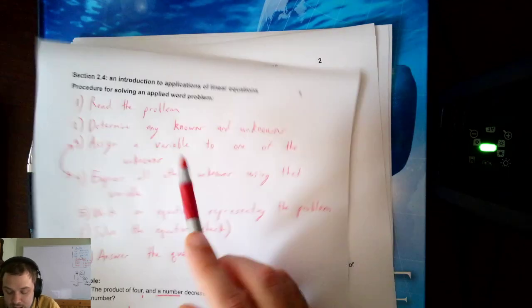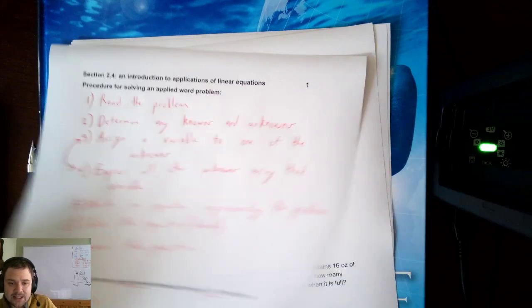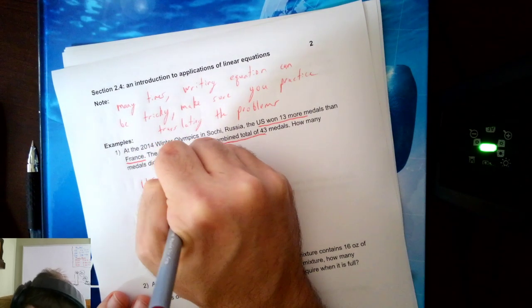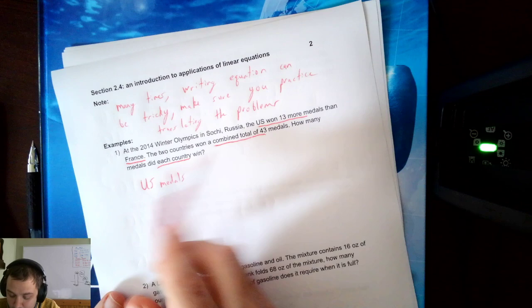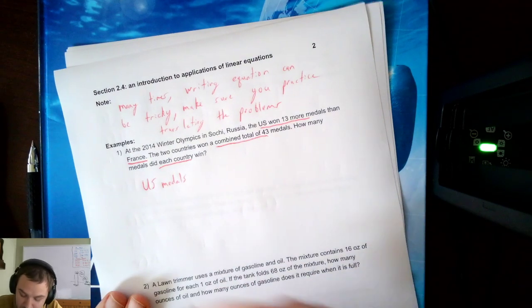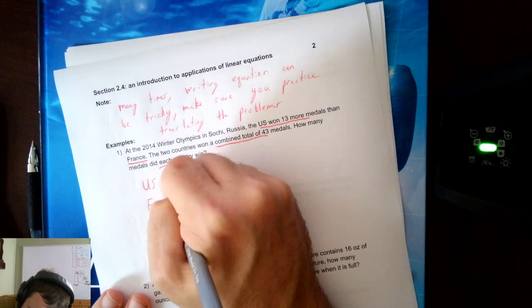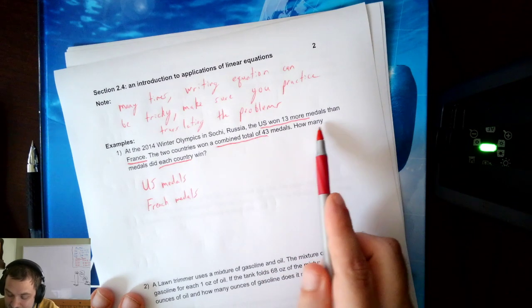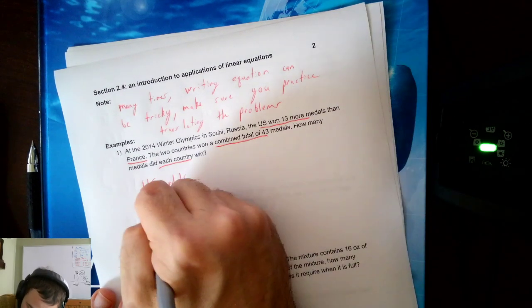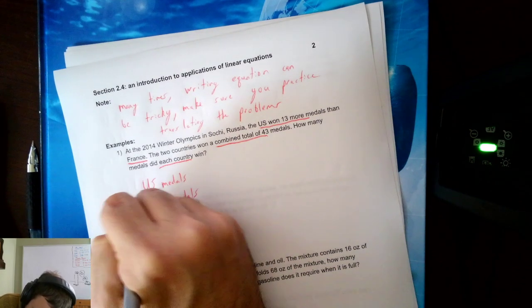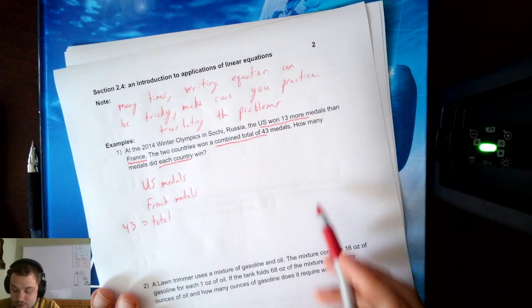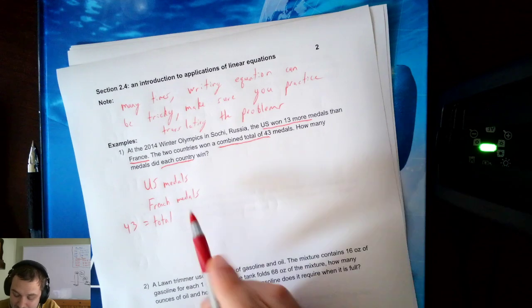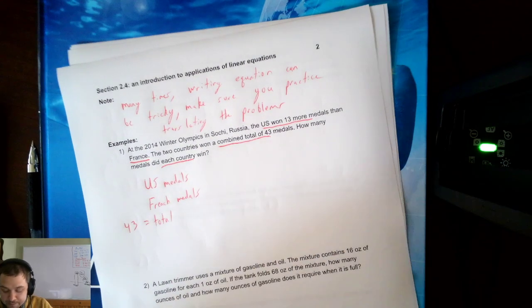We've read the problem. Now we want to determine any knowns and unknowns. I like to start with my unknowns. What don't I know? I don't know the U.S. medals, right? I don't know how many they won. I know they won 13 more than France, but I don't know how many the U.S. won. It doesn't tell me. I also don't know the French medals, right? I don't know how many medals France won either. And that's what I'm looking for, right? The question's asking me, how many medals did each country win? I know the total was 43. Combined, they won 43 medals, right? So those are my knowns and my unknowns, right? I didn't know the U.S. medals. I didn't know the French medals. But I did know the total.